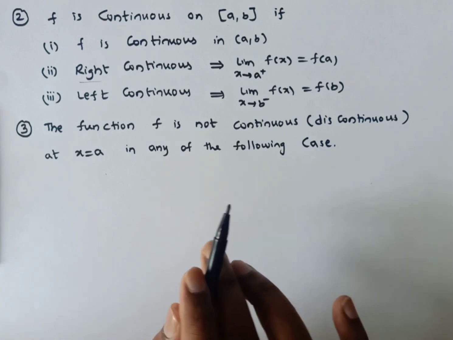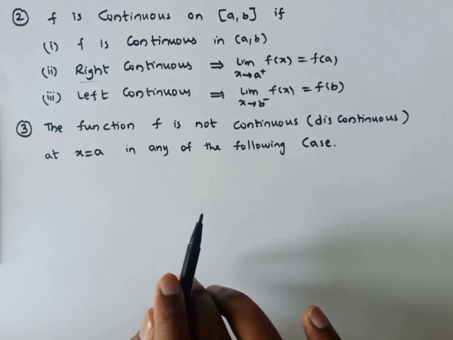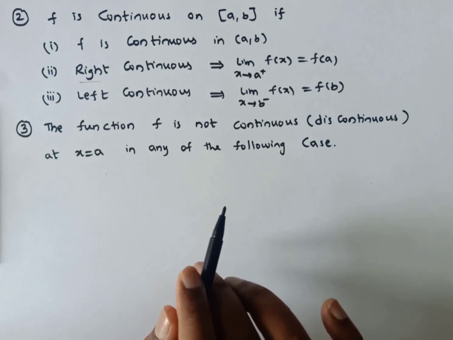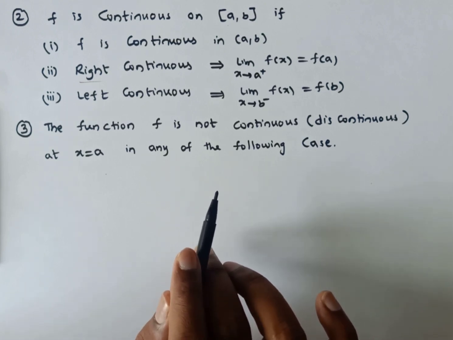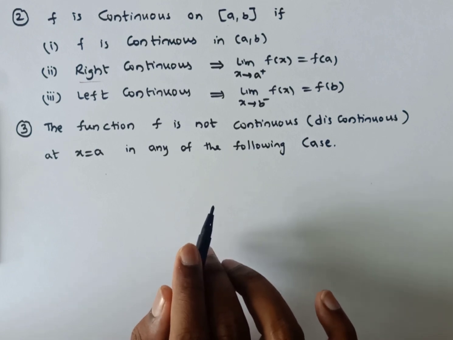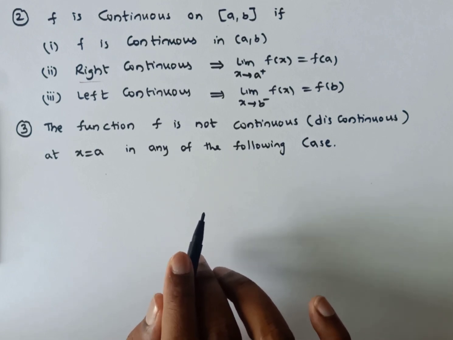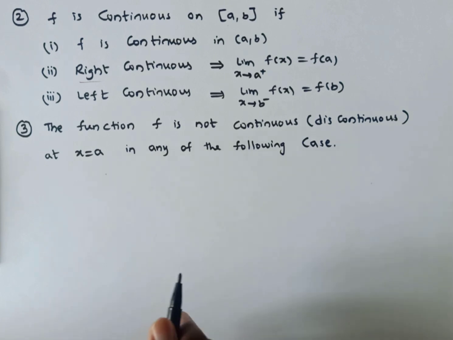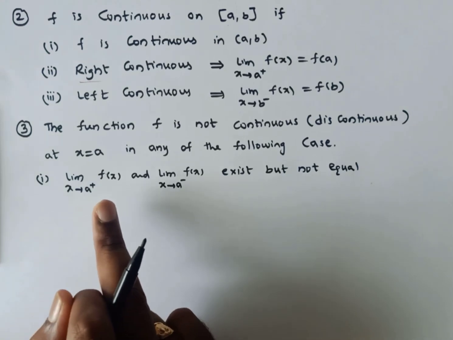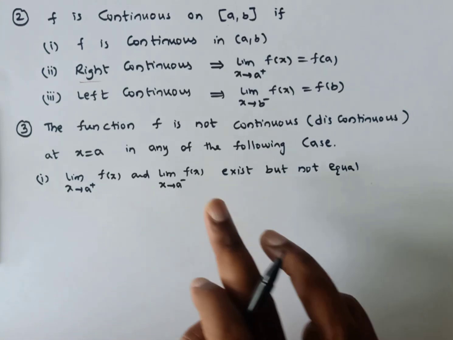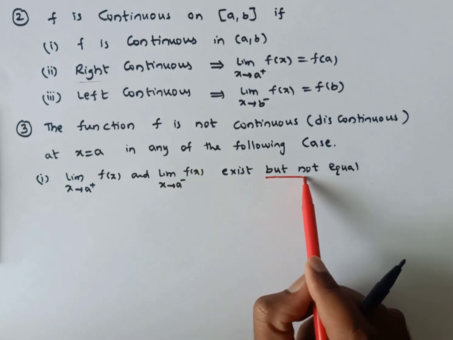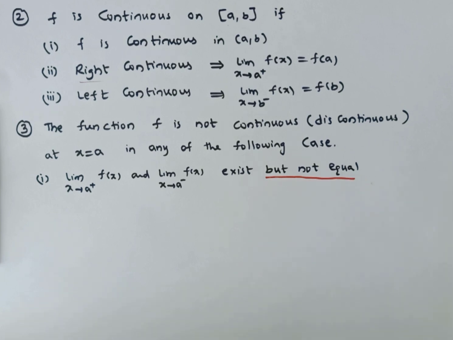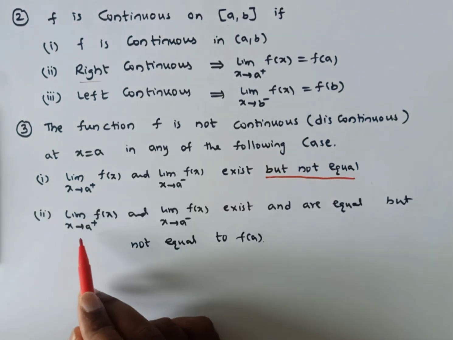and but not equal to the function value. That is one more case. And also the left hand limit or right hand limit, both fail to exist. So in these three cases the function may be discontinuous or not continuous at a particular point x equals a. In the first one, the limit as x tends to a plus of f of x and the limit as x tends to a minus of f of x both exist but are not equal. So in this case the function is not continuous at x equals a. So this is also one case.